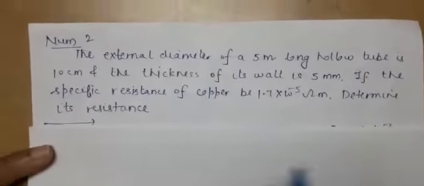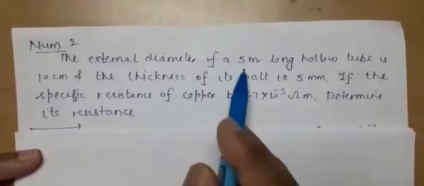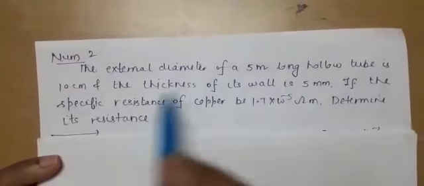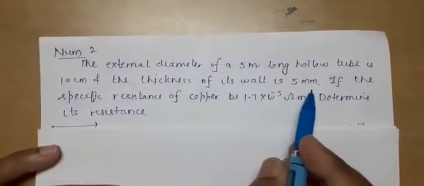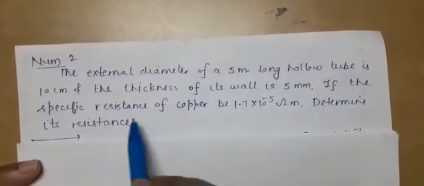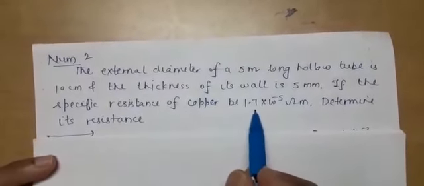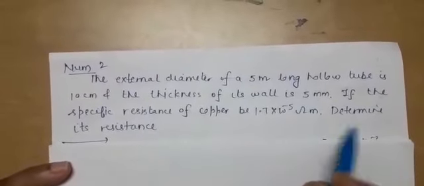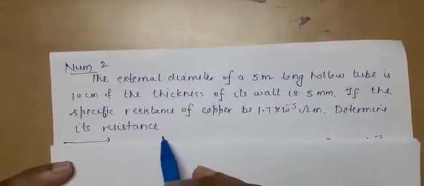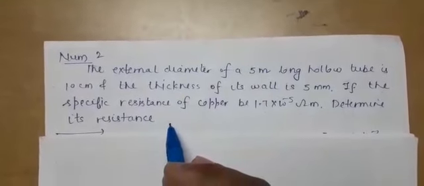Now the next numerical. The external diameter of a 5 meter long hollow tube is 10 centimeter and the thickness of its wall is 5 millimeter. If the specific resistance of copper is 1.7 into 10 raised to the power minus 5 ohm meter, determine its resistance. Now let me solve this.